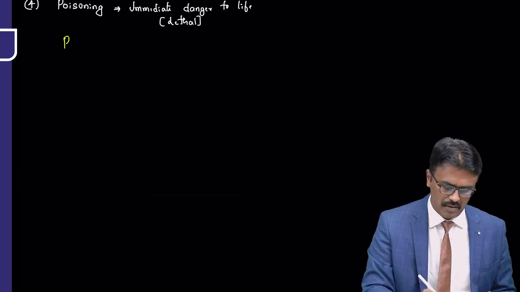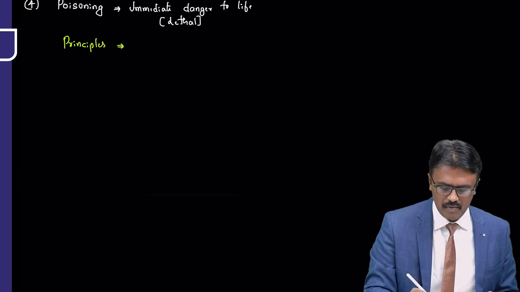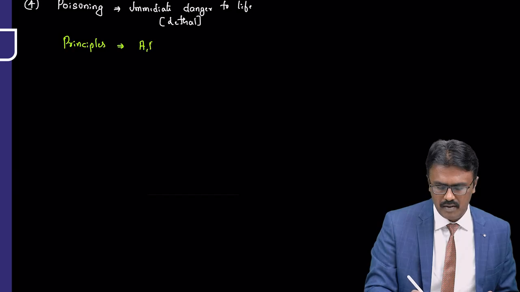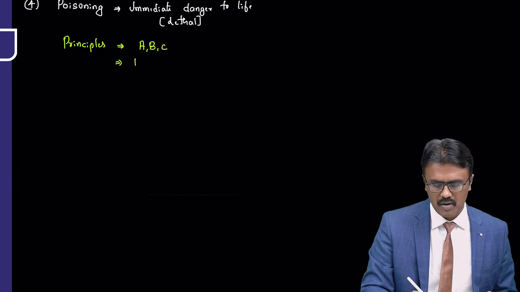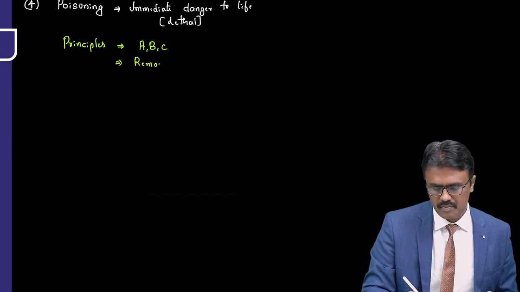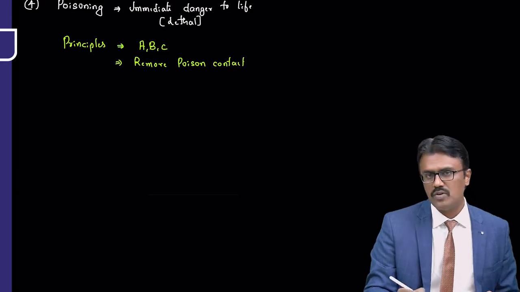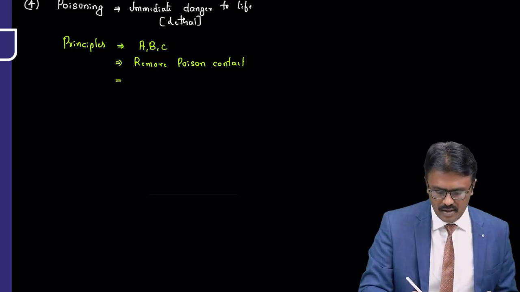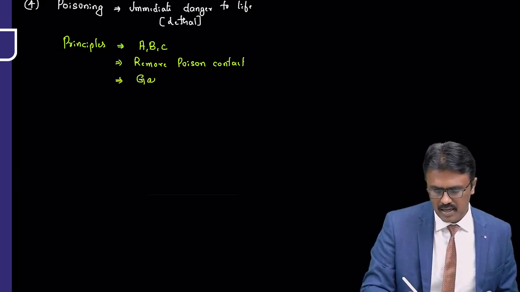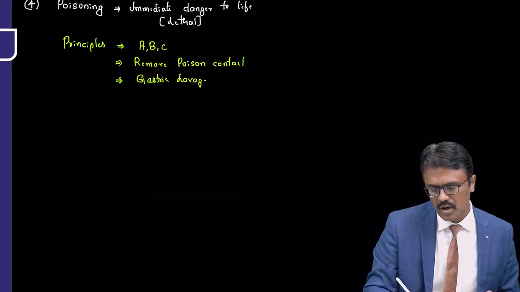What are the principles in managing any poisoning? Number 1, always maintain the airway, breathing and circulation. Number 2, remove the person from the contact of poison. So patient should not be in touch with the poison or he should not be taking it. Number 3, you have to do gastric lavage. Suppose a patient has taken orally, so you have to do gastric lavage.